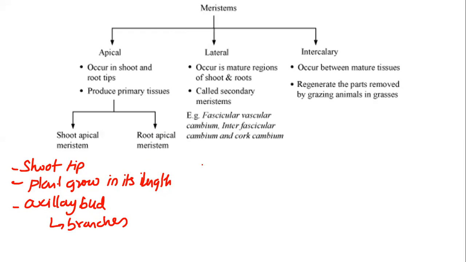Next we are talking about lateral meristem. Lateral meristem occurs in the mature region, in both shoots and roots, and is also called secondary meristem. These are cylindrical in shape, so it is also called cylindrical meristem, and it helps in increasing the girth of the plant. Girth of the plant means the widening of the plant. Examples of lateral meristem are fascicular cambium, interfascicular cambium, and cork cambium.